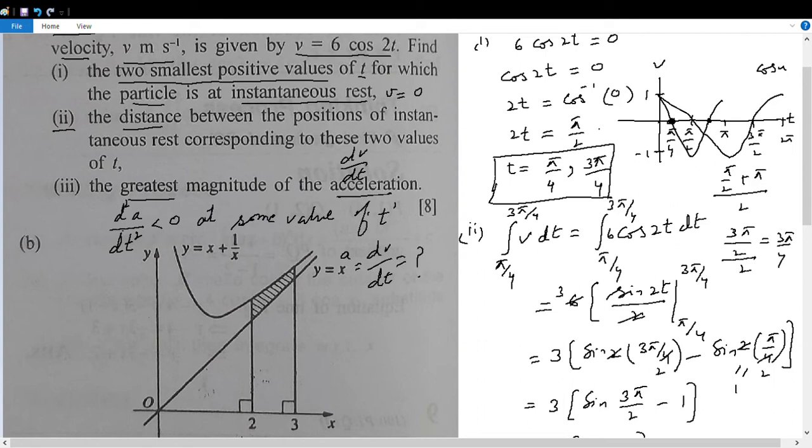Okay, but at what value? When we get d square a over dt square less than 0. If d square a over dt square is greater than 0, then we will definitely have a minimum value. We are supposed to find the greatest value. So the greatest value is when the double derivative of a is less than 0 at some value of t. Let's find at what values of t we are getting the double derivative of acceleration less than 0.